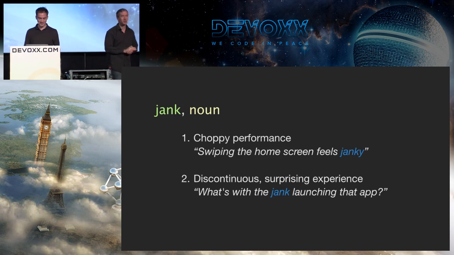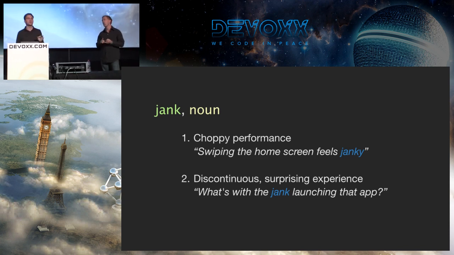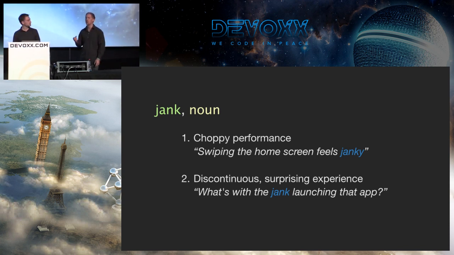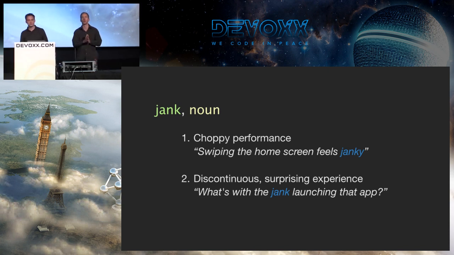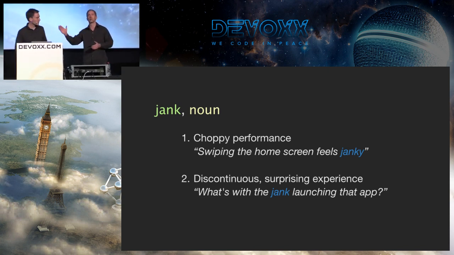There are two important terms to understand when we talk about what was called Project Butter in Jelly Bean. Actually, during the release we did use the word jank. The main word was jank, and that's basically a disruptive experience. There are two elements of jank. One is choppy performance. If you're swiping on the home screen and you see it stop for a pause and then leap forward, you see these little hiccups along the way.